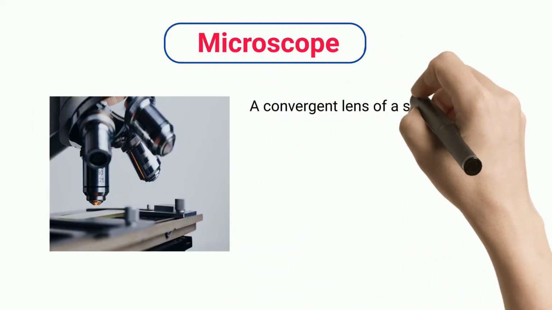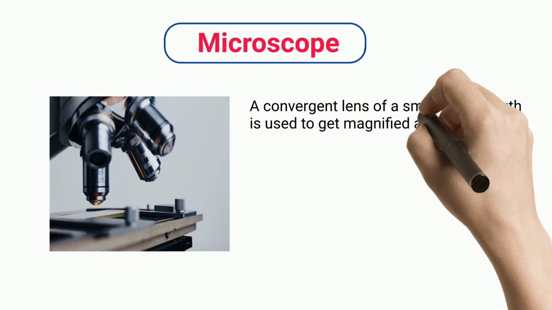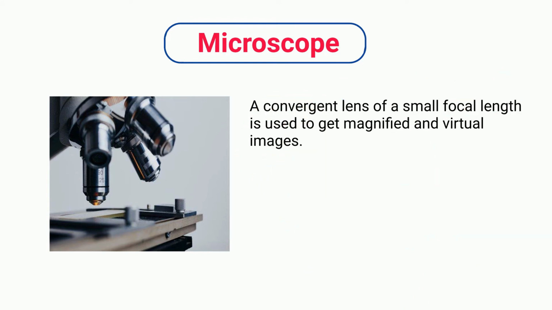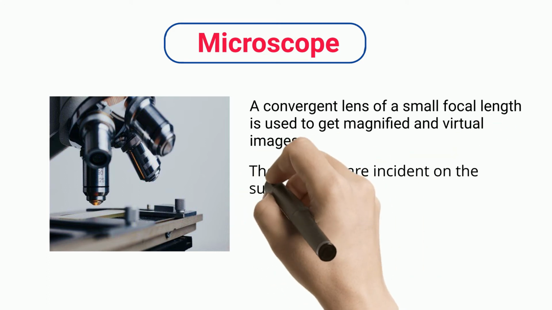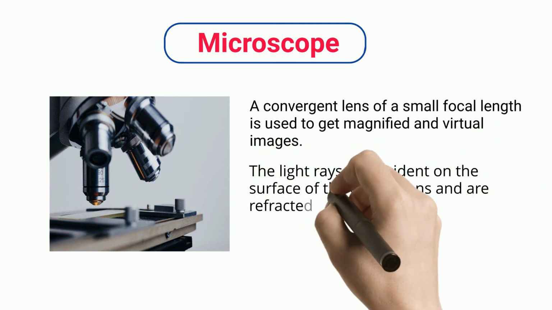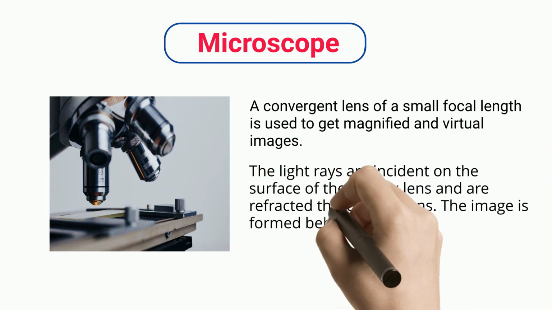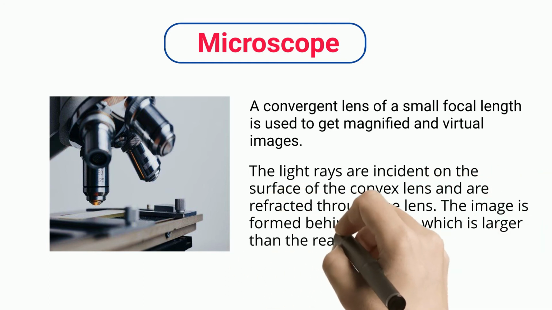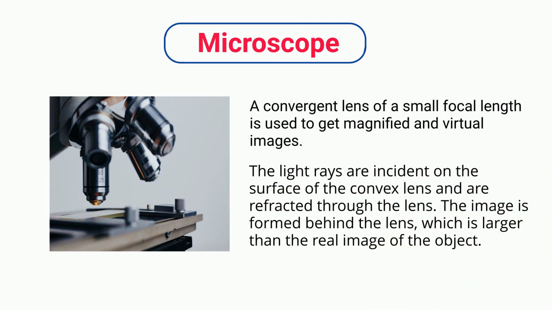Microscope. A convergent lens of a small focal length is used to get magnified and virtual images. The light rays are incident on the surface of the convex lens and are refracted through the lens. The image is formed behind the lens, which is larger than the real image of the object.